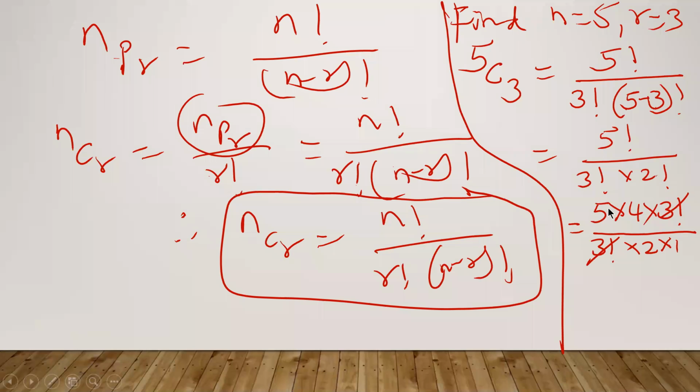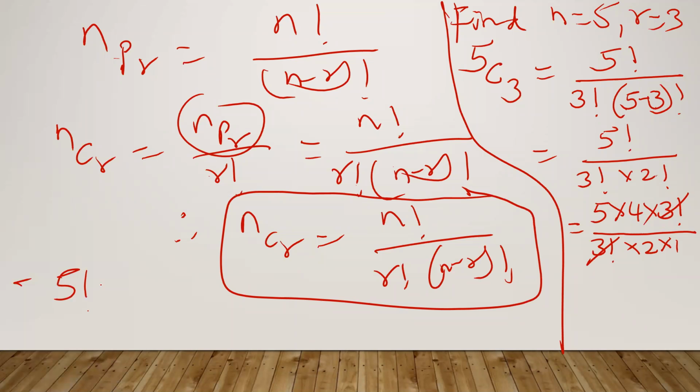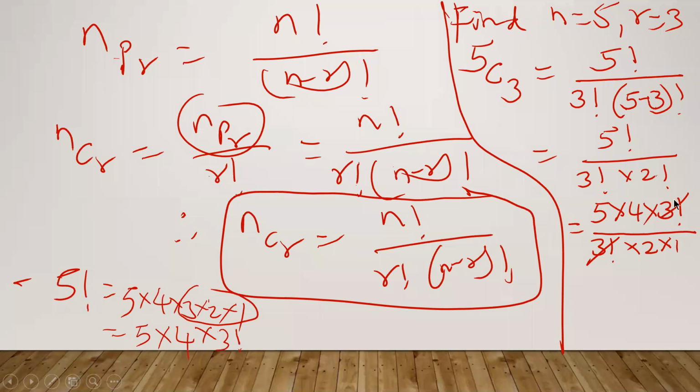So actually 5 factorial is 5 into 4 into 3 into 2 into 1. So what I'm doing, I'm writing it as 5 into 4 and 3 into 2 into 1 is nothing but my 3 factorial. So in place of that, I can write 3 factorial. So that is how I have written 5 factorial, 5 into 4 into 3 factorial. This and this will get cancelled and 2 factorial is nothing but 2 into 1. Now see, 2 1 ja 2 and 2 2 ja 4. So I'm getting 10. So that means 5C3, the answer comes out to be 10.